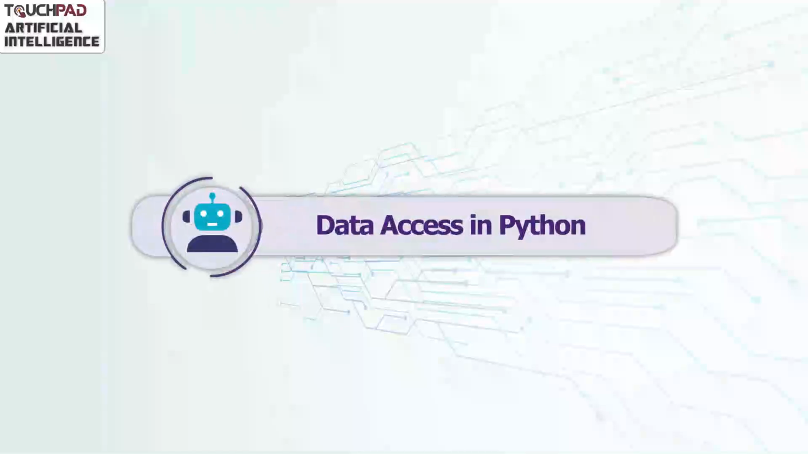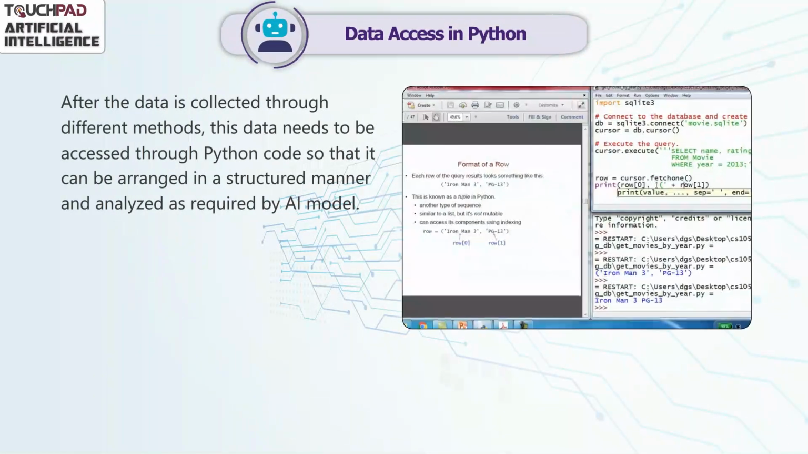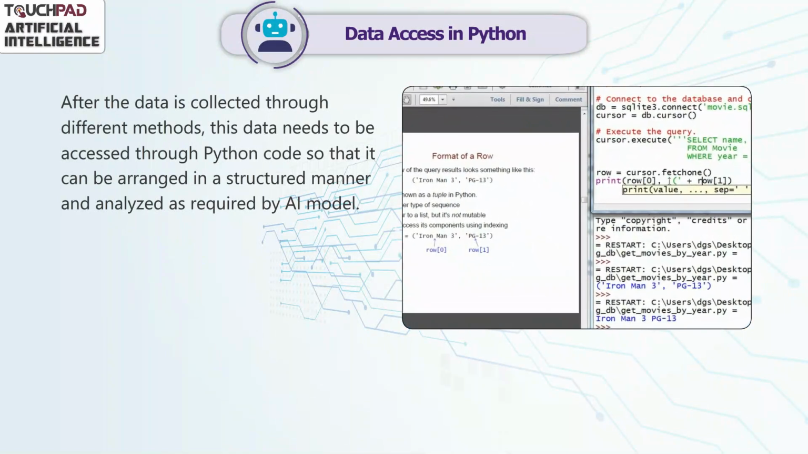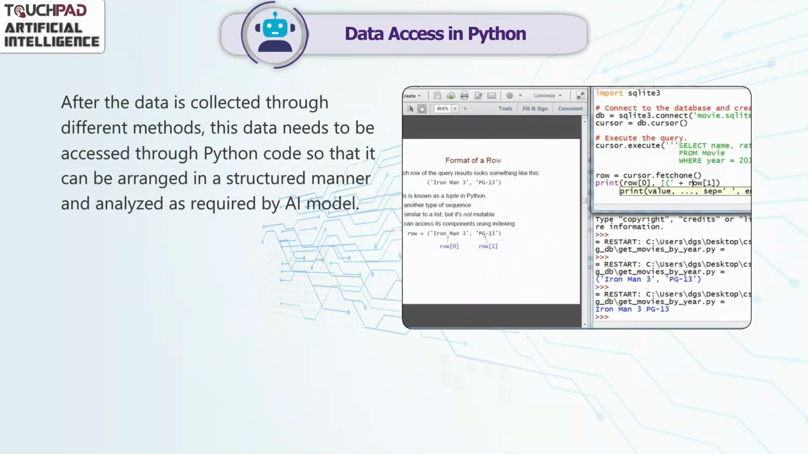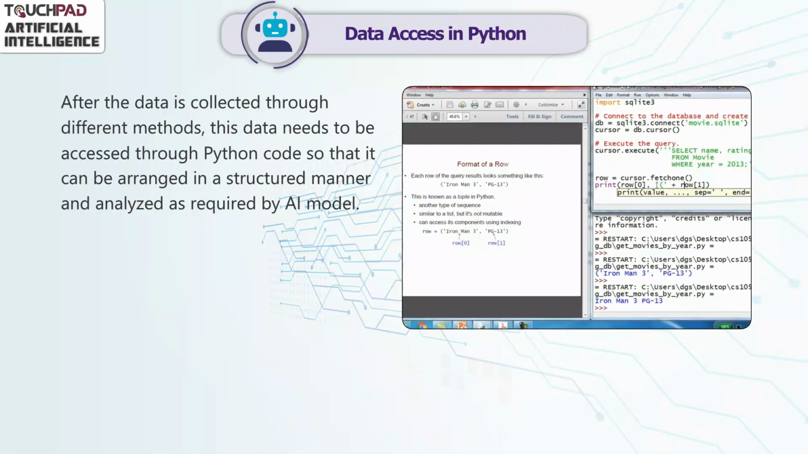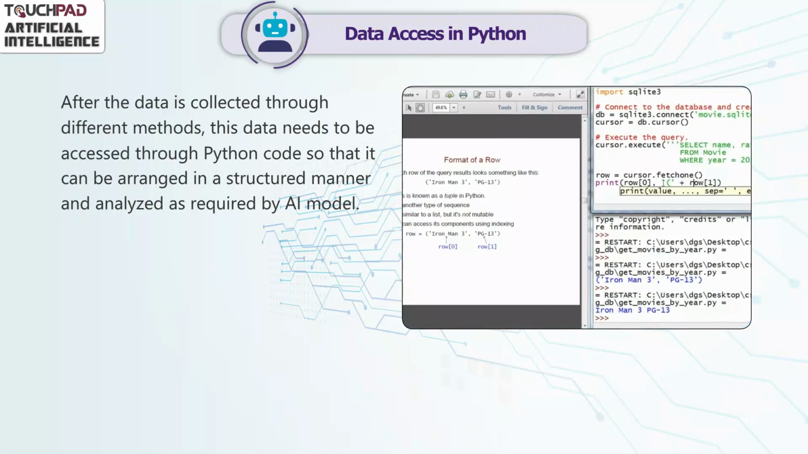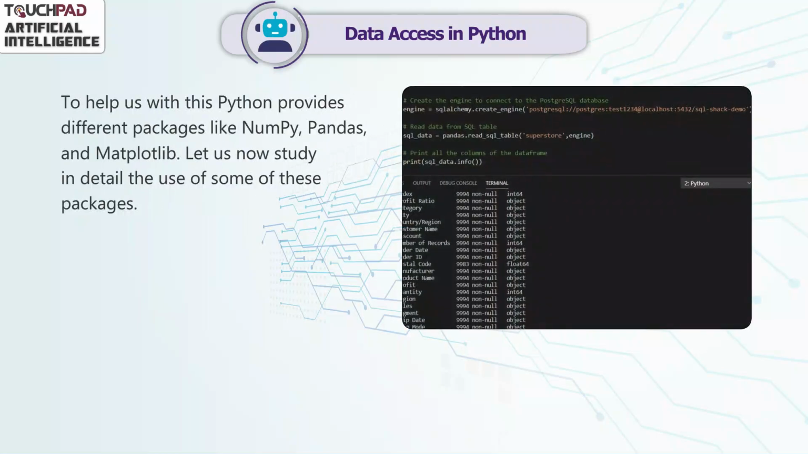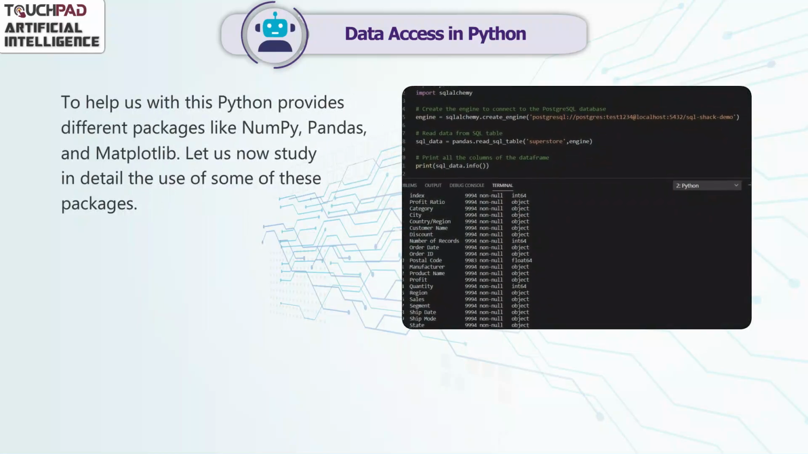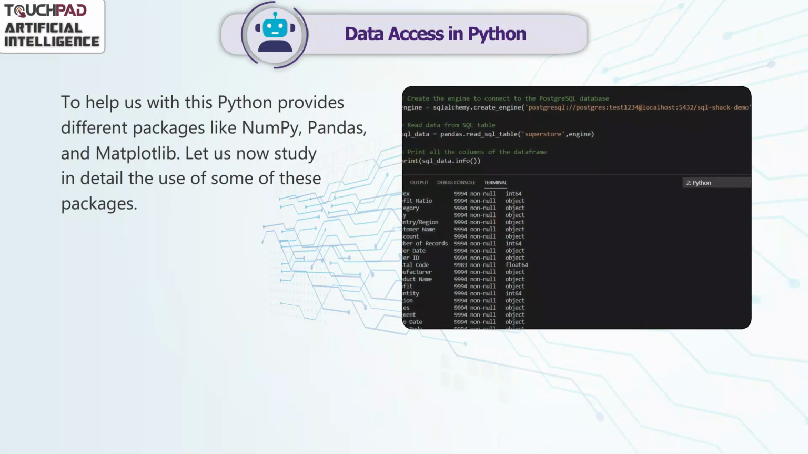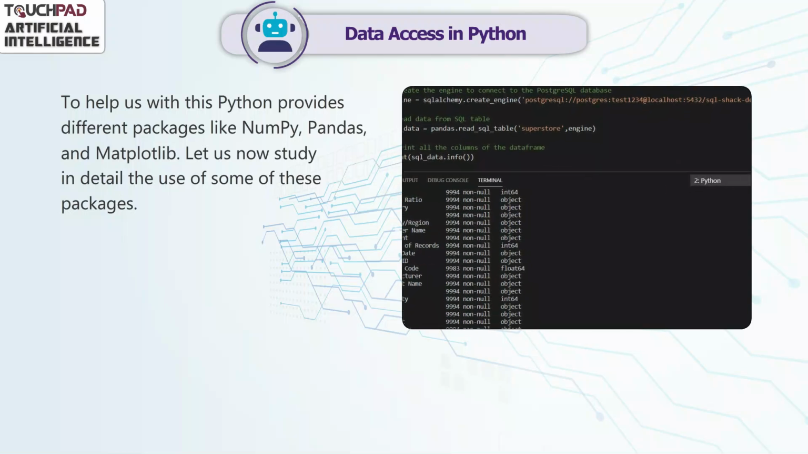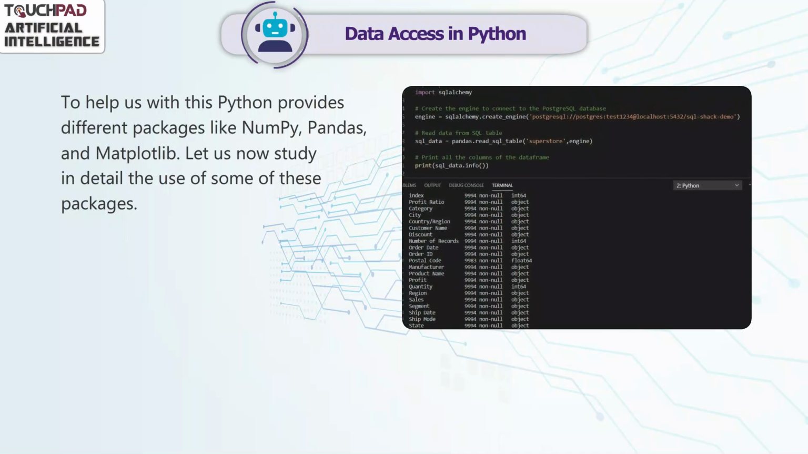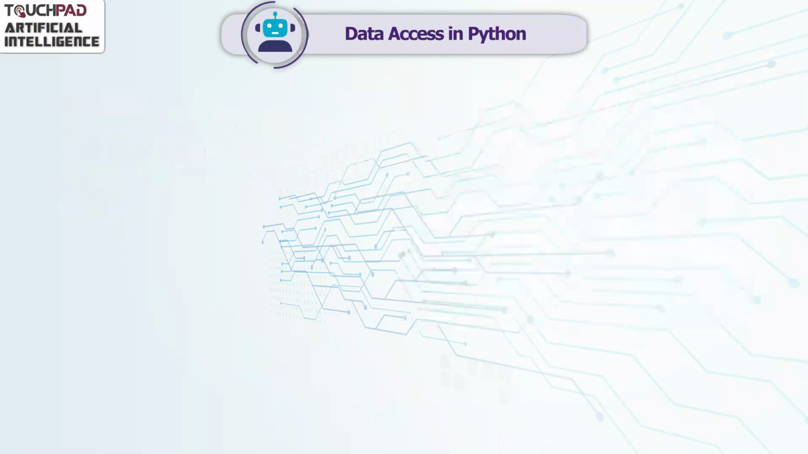Data access in Python. After the data is collected through different methods, this data needs to be accessed through Python code so that it can be arranged in a structured manner and analyzed as required by the AI model. To help us with this, Python provides different packages like NumPy, Pandas, and Matplotlib. Let us now study in detail the use of some of these packages.